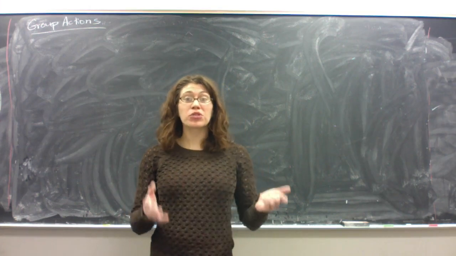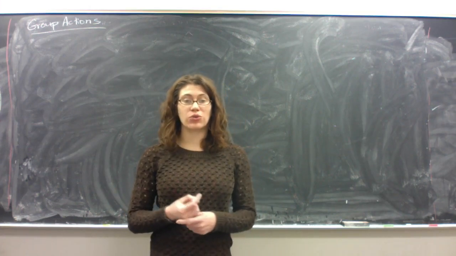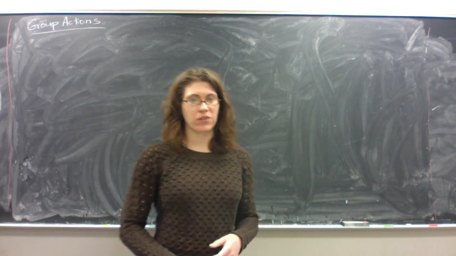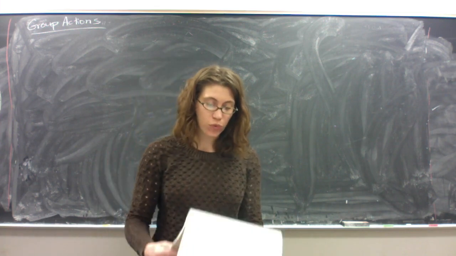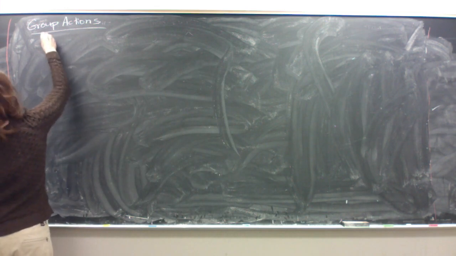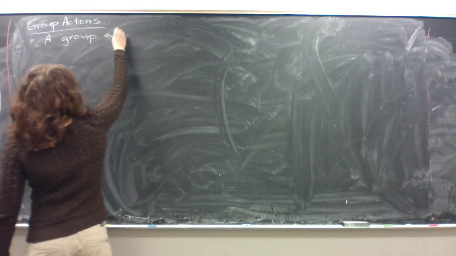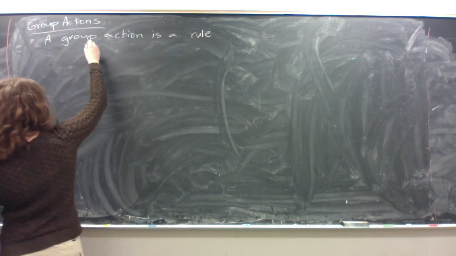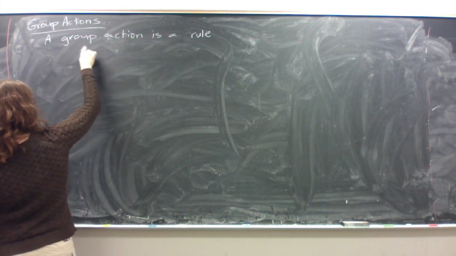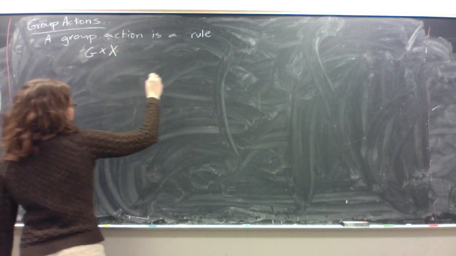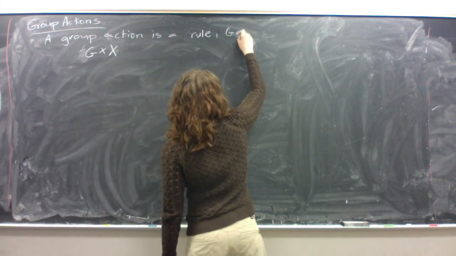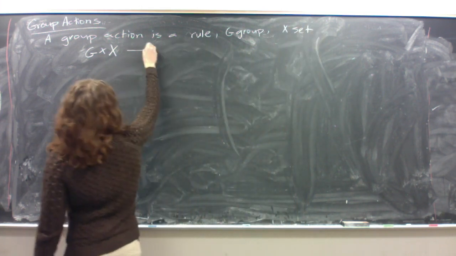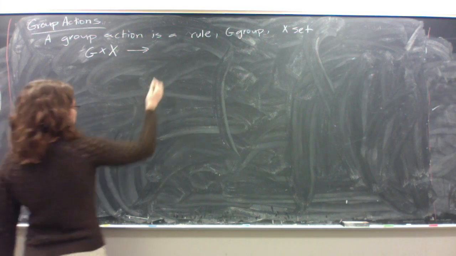Group actions are one of the most important topics of this course, so I'd like to give a little bit of some of the intuition, both behind the definition and how I personally think of them as a geometric group theorist. So, a group action is a rule that says if I take an element of G and an element of some set X, so here G is a group, X is a set, I can assign this to a new element of the set.